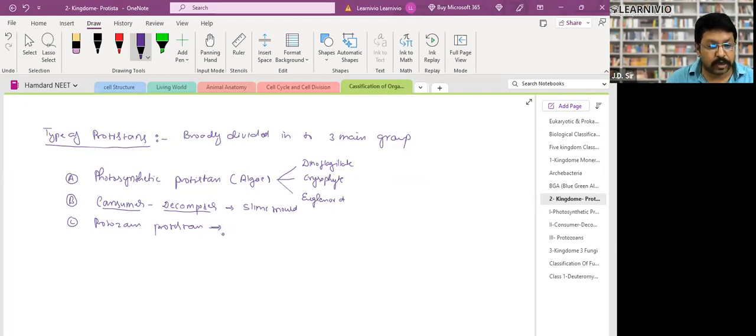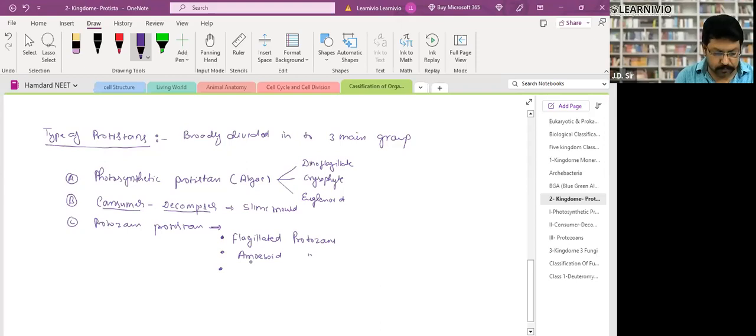So there are basically four kinds of protozoa. Protozoa are purely animal cells. First, flagellated protozoa, those protozoa which have flagella. The second one, amoeboid protozoa. Third one, sporozoans. So there are flagellated, amoeboid, and sporozoan protozoa.